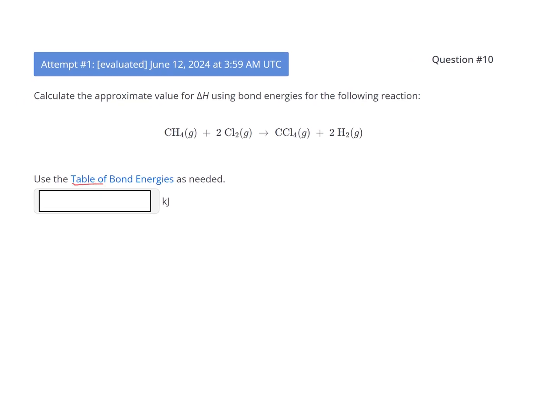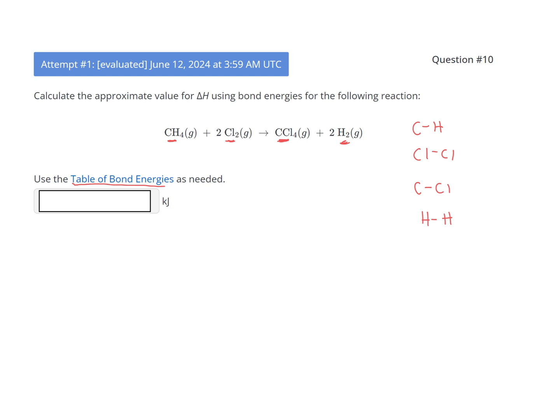We would go to the table, we would look up and find the energies for each of the bonds in question. And so we can see in this structure, I've got carbon-hydrogen bonds, I've got chlorine-chlorine bonds. I'm going to make carbon-chlorine bonds, and I'm going to make hydrogen-hydrogen bonds. So the bonds in question that we want to know the energy of are the carbon-hydrogen bond, the chlorine-chlorine bond, and those are from our reactants. For the products, we want to know the energy of a carbon-chlorine bond and a hydrogen-hydrogen bond.